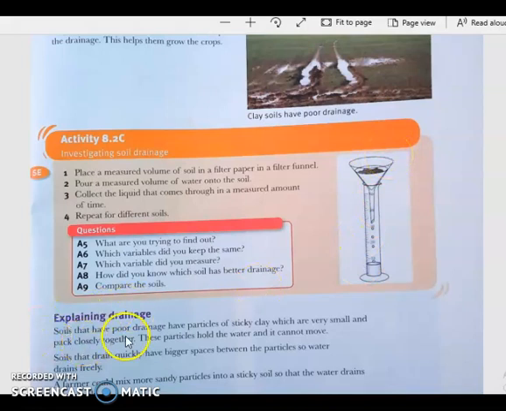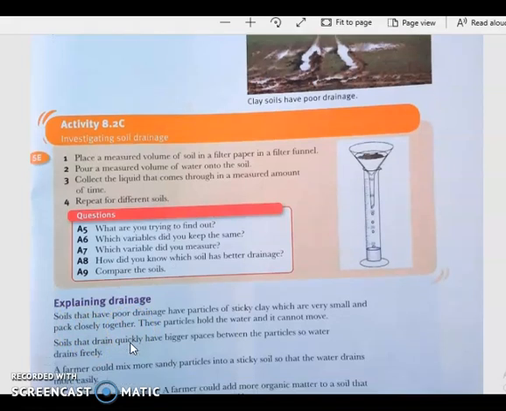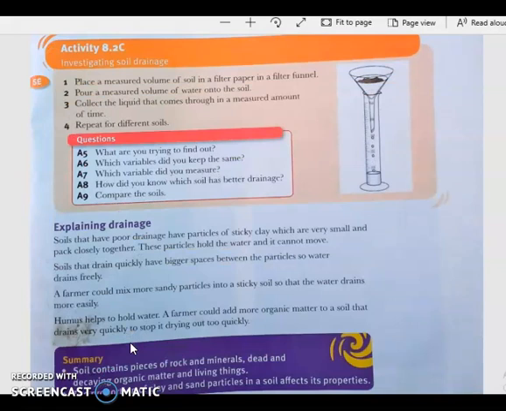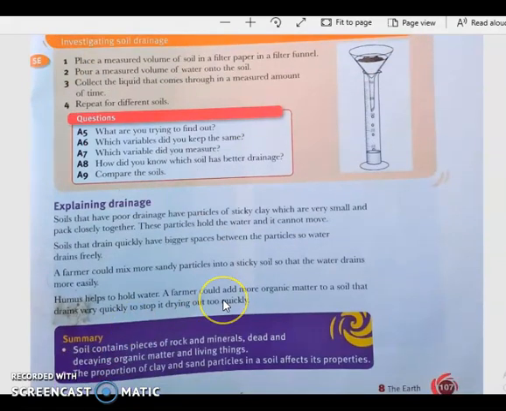Okay. So the soil that has poor drainage has particles of sticky clay which are very small and packed closely together. The air spaces are less, and these particles hold water and it cannot move. So what happens is these particles hold water, so the water cannot move or drain quickly. The soil that drains quickly has bigger spaces between the particles, so the water drains freely.